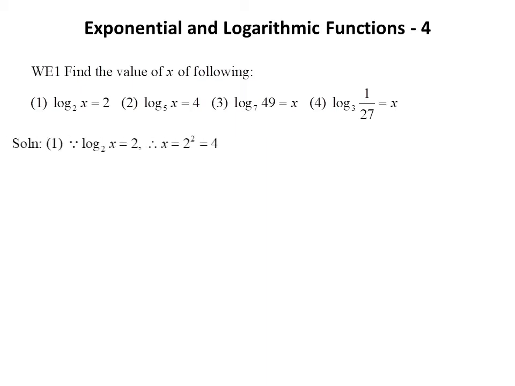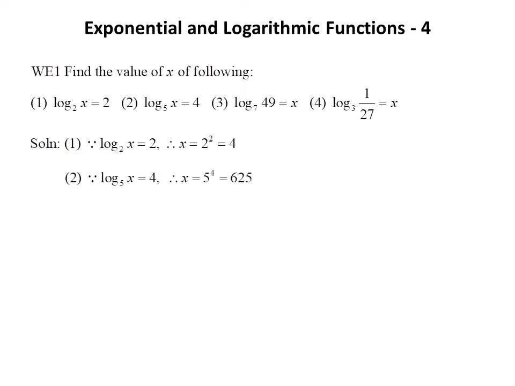As for the first one, since logarithm base 2 of x equals 2, after transforming it to the exponential form, we have x equals 2 squared, which is 4. The second equation is logarithm base 5 of x equals 4. After transforming it to its exponential form, we obtain the value of x, which equals 625.